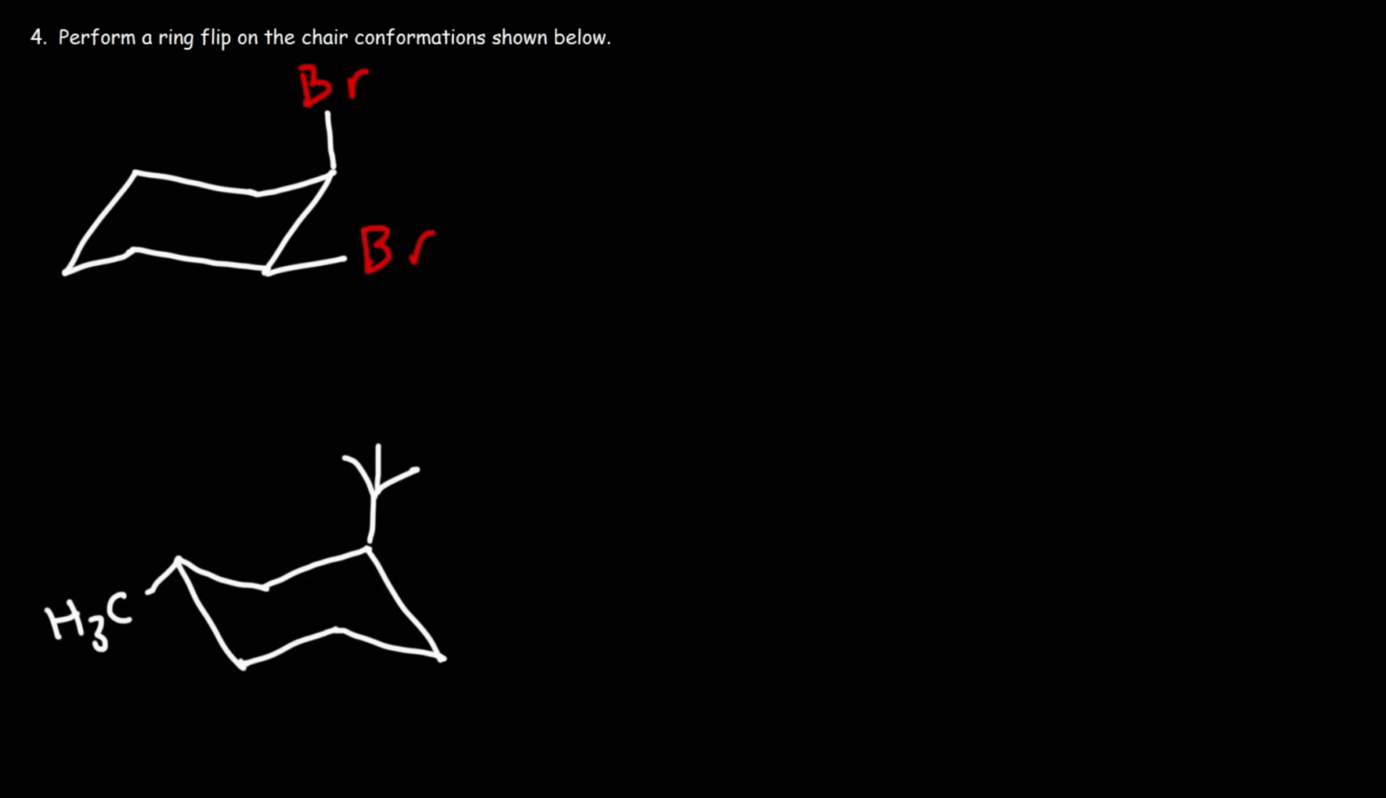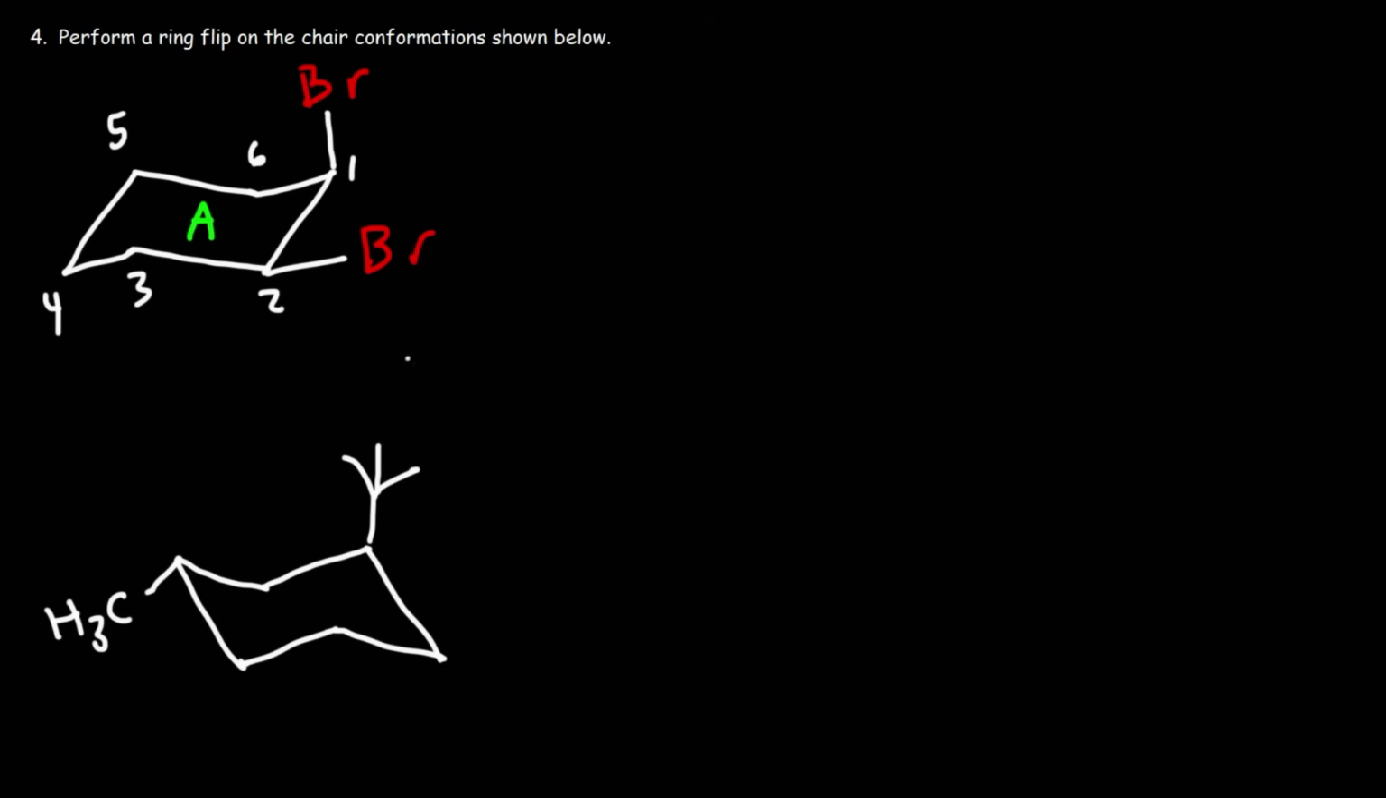Let's work on this example problem. Perform a ring flip on the chair conformations shown below. So looking at the first example, let's call this carbon 1, 2, 3, 4, 5, and 6. Now, what form of the chair conformation do we have? Form A or form B? Notice that the lines are slanted to the right with a positive slope. So therefore, this is form A.